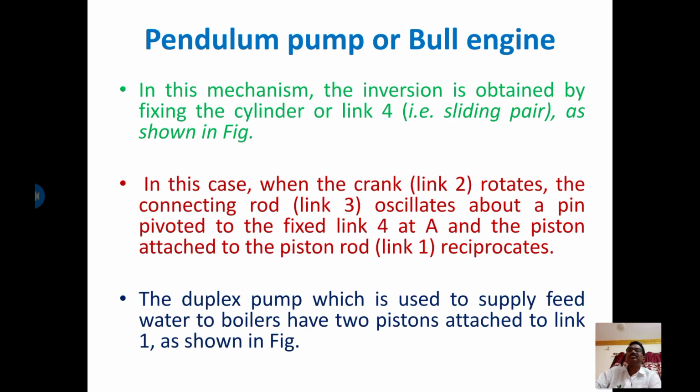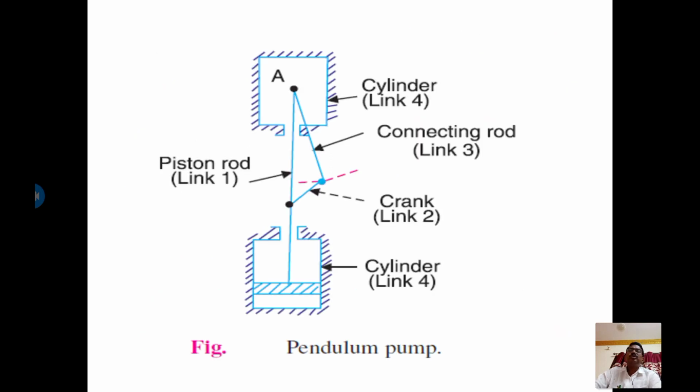In this case, the duplex pump, which is used to supply feed water to boilers, has 2 pistons attached to link 1. This type of pendulum pump or duplex pump is used. In this case, we observe the crank rotating, then the connecting rod oscillates. As the connecting rod oscillates, the piston rod reciprocates as the cylinder is fixed.